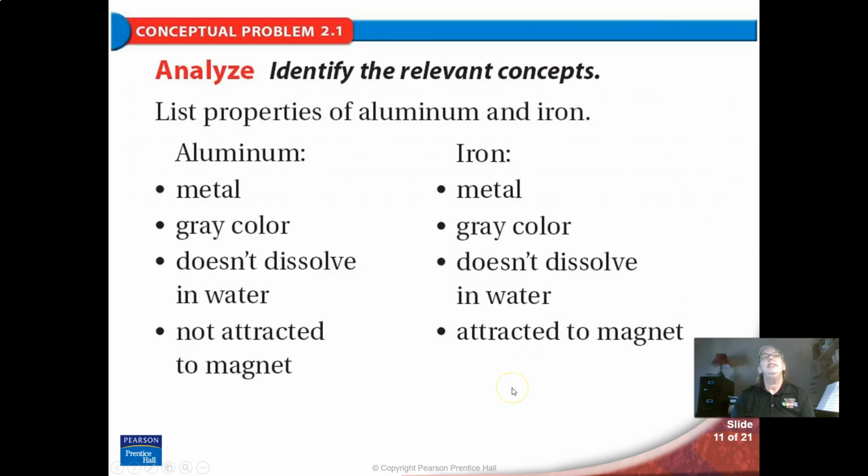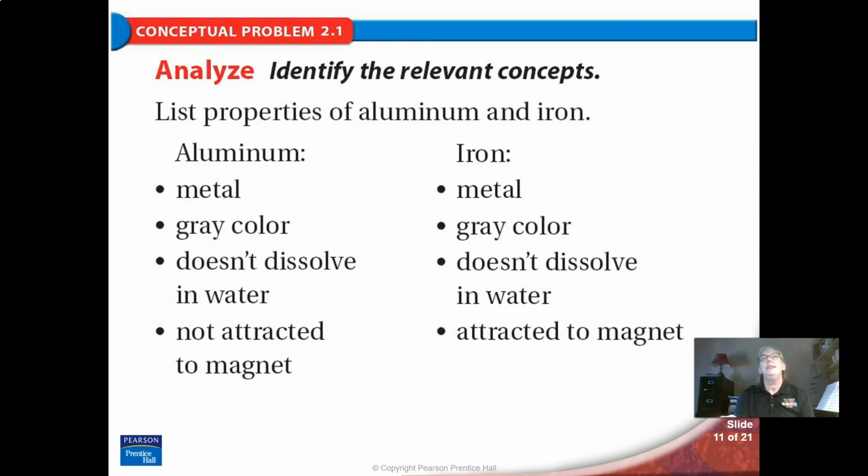So here's the properties of aluminum compared to iron. There's some things that are the same and some things that are different. They're both metals, they're both gray color, and they both do not dissolve in water, but one's attracted to magnets and one is not attracted to magnets. So being able to see the properties of the two things we're trying to separate, and seeing something that's different, will help us separate those two things out of a mixture.